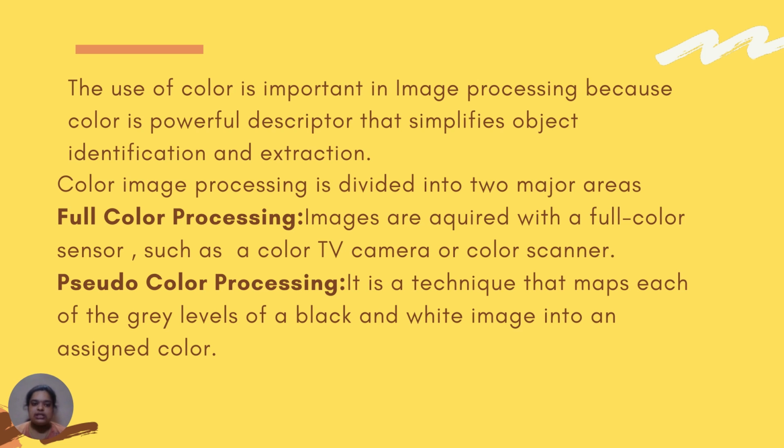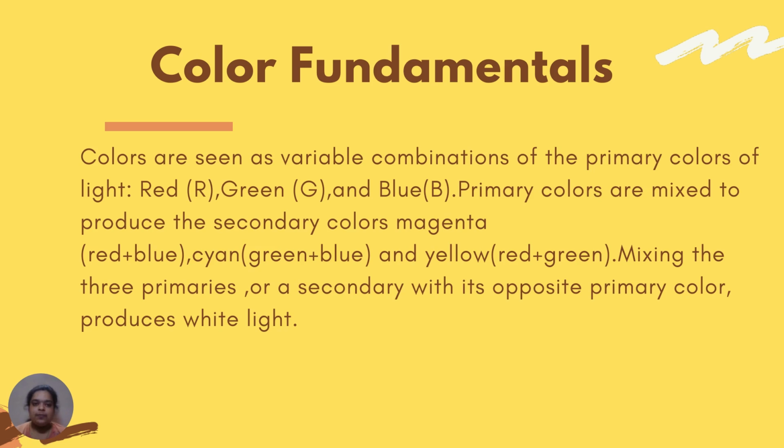One is full color processing and the second one is pseudo color processing. In full color processing, images are acquired with a full color sensor such as a color TV, camera, or color scanner. Pseudo-color processing is a technique that maps each of the gray levels of a black and white image into an assigned color. Colors are seen as variable combinations of the primary colors of light, which are red, green, and blue. Primary colors are mixed to produce the secondary colors, which are magenta, cyan, and yellow.